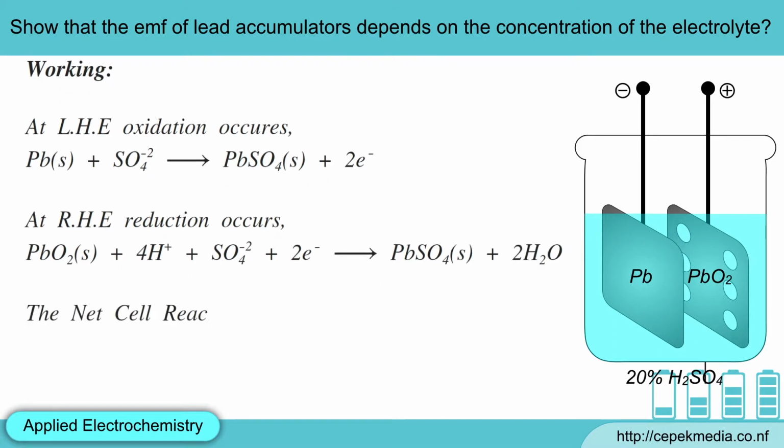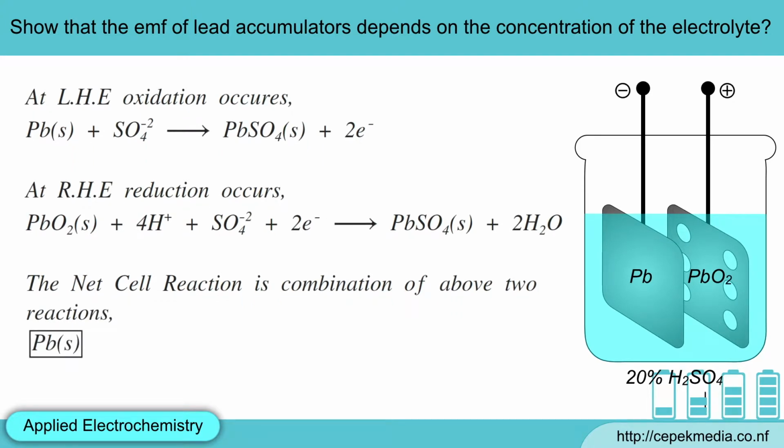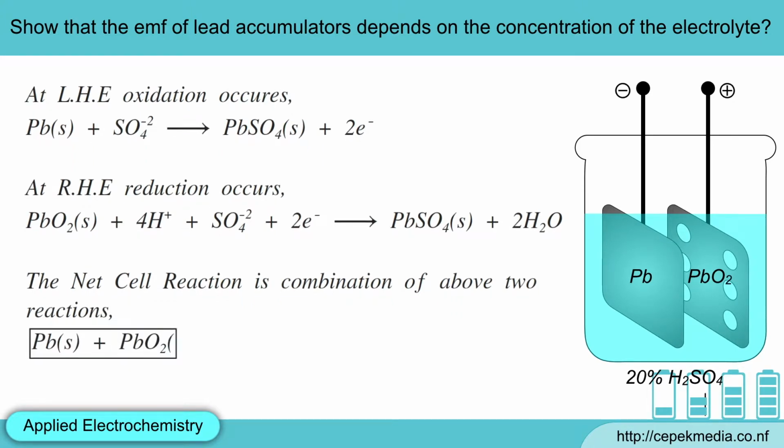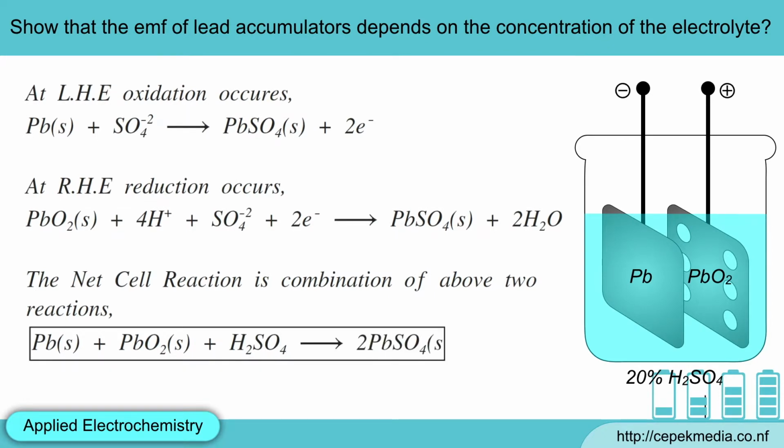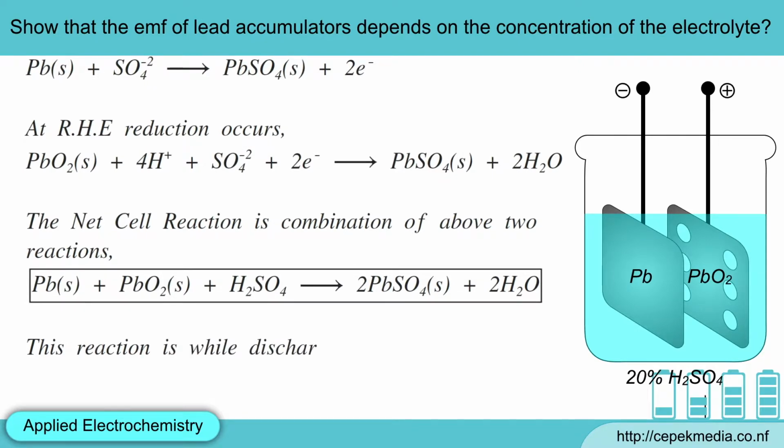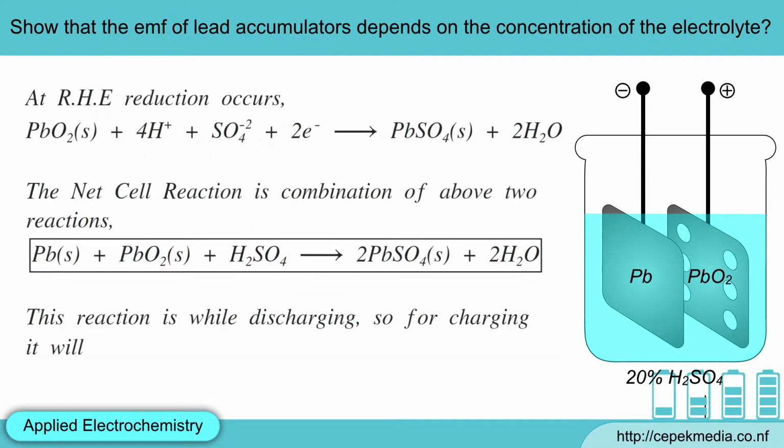So the net cell reaction is the combination of the above two reactions, which is lead solid combines with lead oxide solid and sulfuric acid, producing lead sulfate and 2 water molecules. This reaction is while discharging, so for charging it will be reverse.